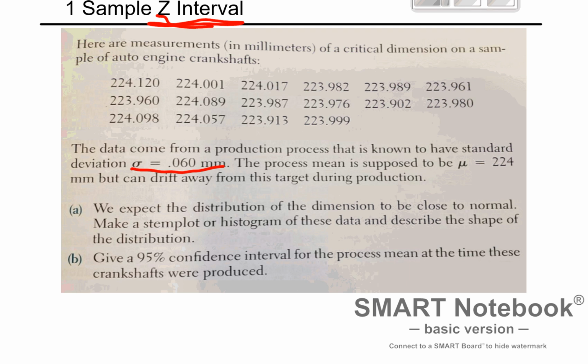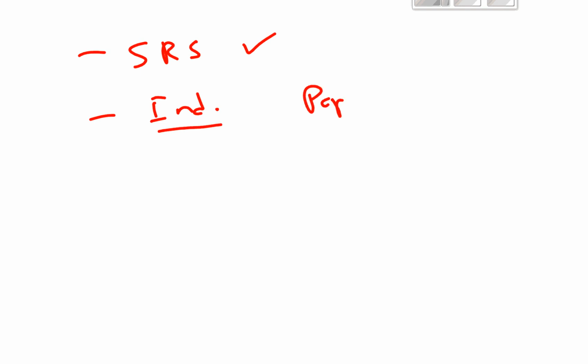So when you build a confidence interval, one thing you're supposed to do is check your assumptions, the same assumptions you would check when doing a significance test. So number one, we're supposed to have an SRS, which presumably we have here. Number two is to check for independence. And when checking for independence, you want to know that the population of all crankshafts is greater than or equal to 10 times the sample size, which in this case, there are 16 measurements. So that's 160. So we have to assume that more than 160 of them are made.